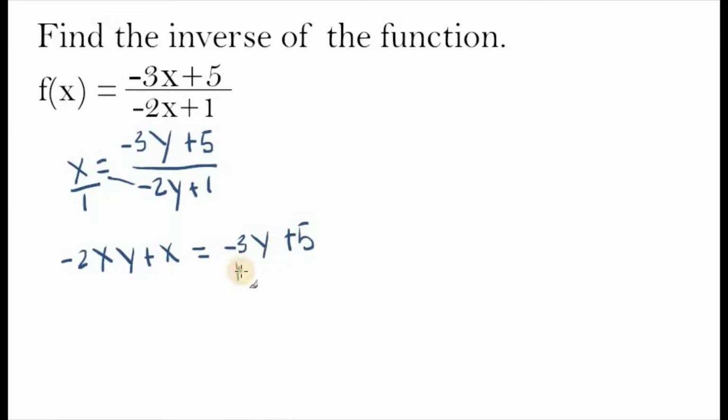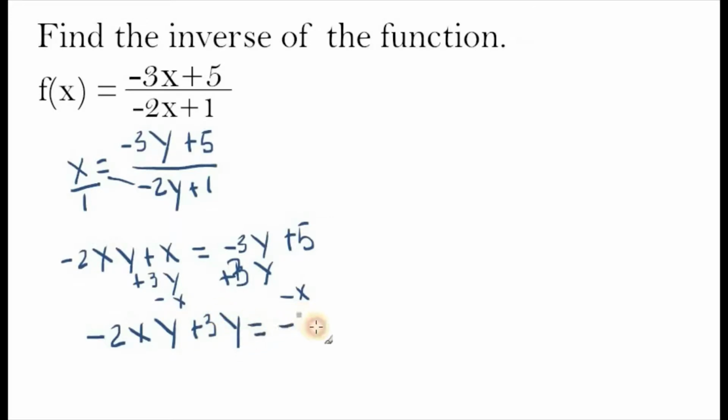by adding 3y on both sides, and subtracting x on both sides. And it'll look like this, negative 2xy plus 3y is equal to negative x plus 5.